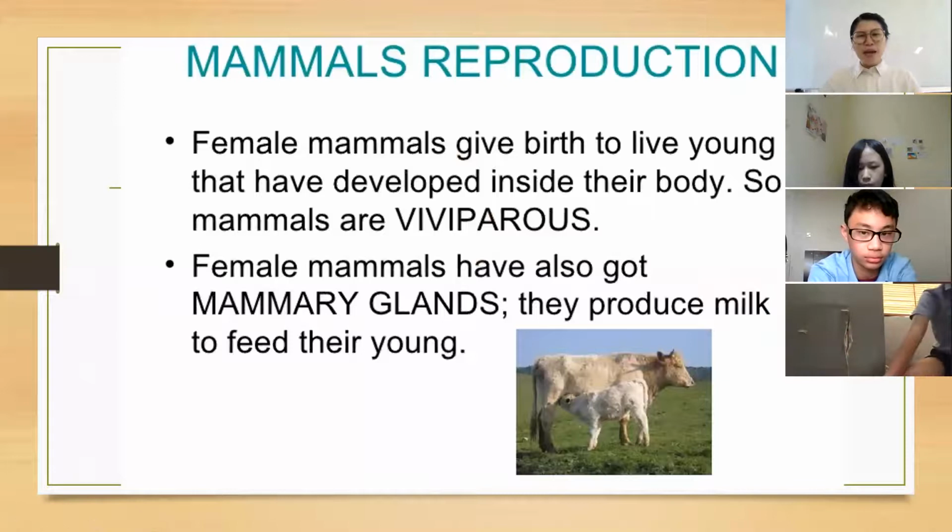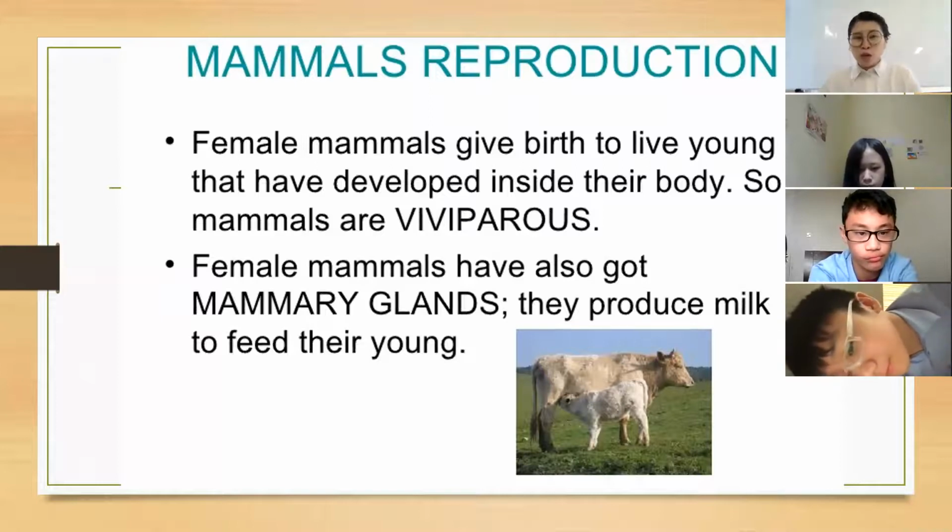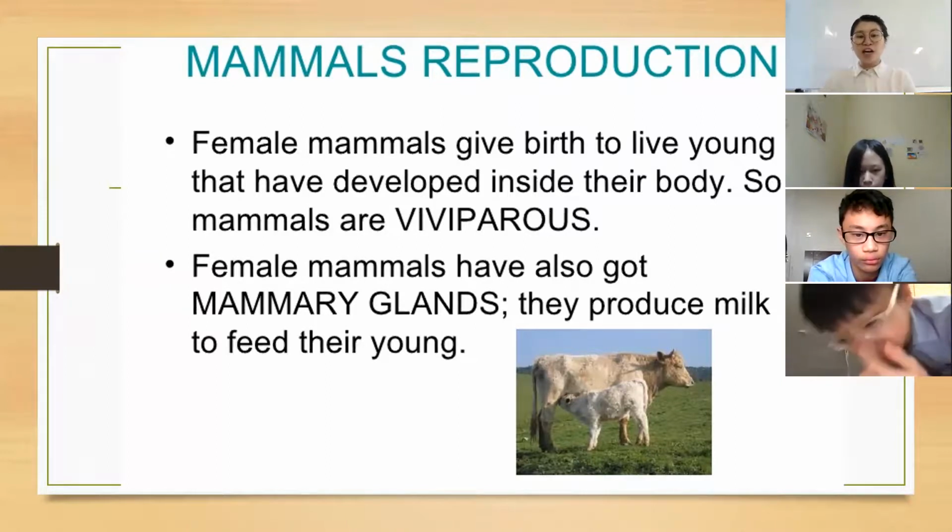Okay, so the female mammals give birth, as Daniel said a while ago, to live young that have developed inside their body. So the mammals are viviparous. This is what we call mammals because the female mammals have their mammary gland. This mammary gland produces milk to feed their young. The same also with humans because we belong to this class.